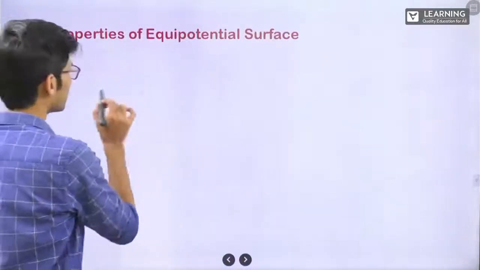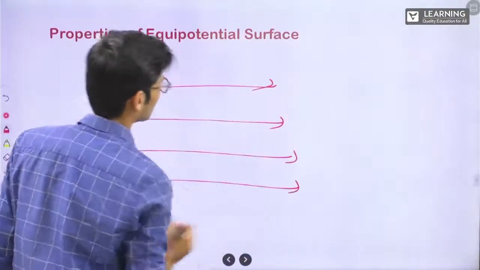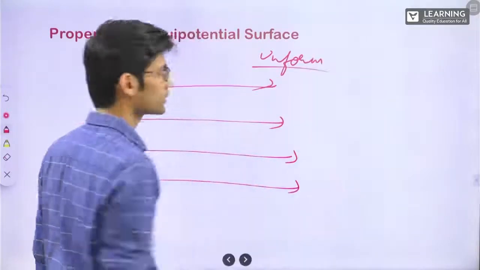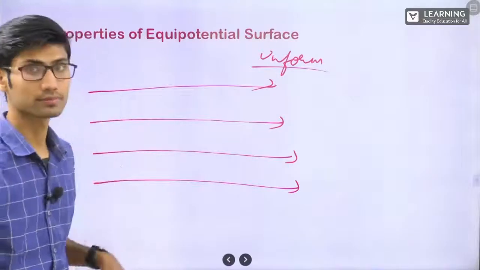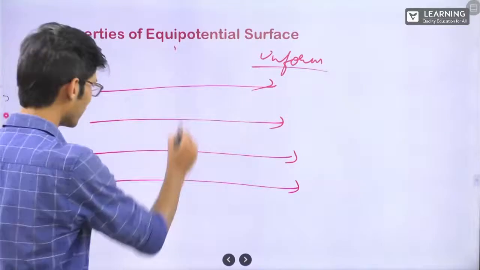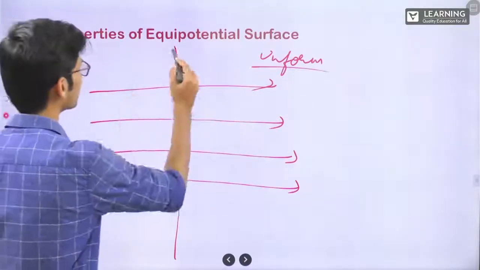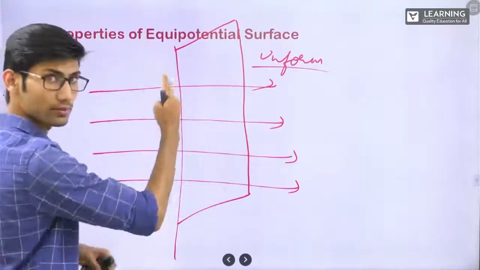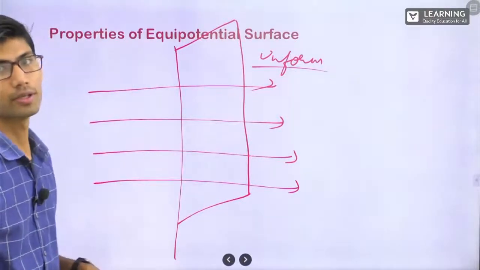Now, if I ask you about properties, before that, suppose there is an electric field like this. It's a uniform electric field. How will the equipotential surface be? It will be perpendicular to the electric field lines. Clear? The surface will be like this. You can make it a plane like this. At each and every point, the potential will be the same.